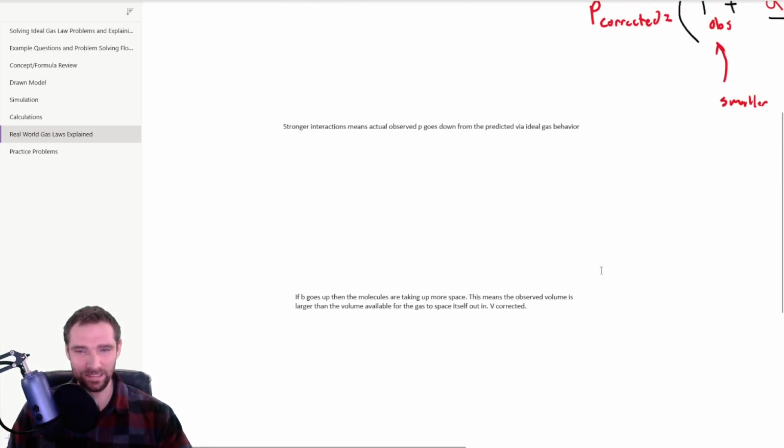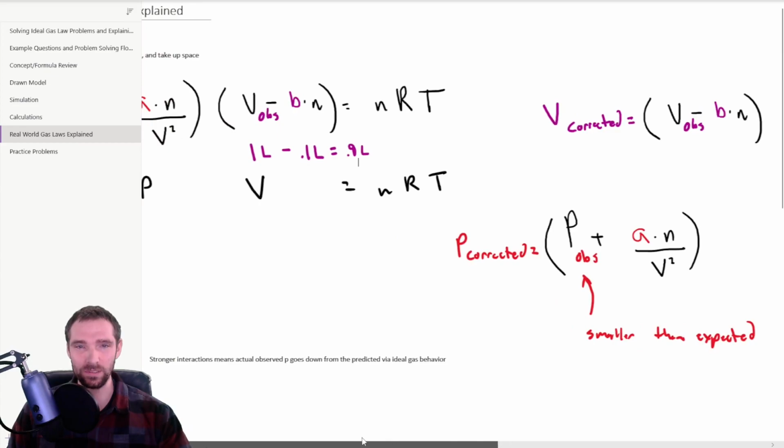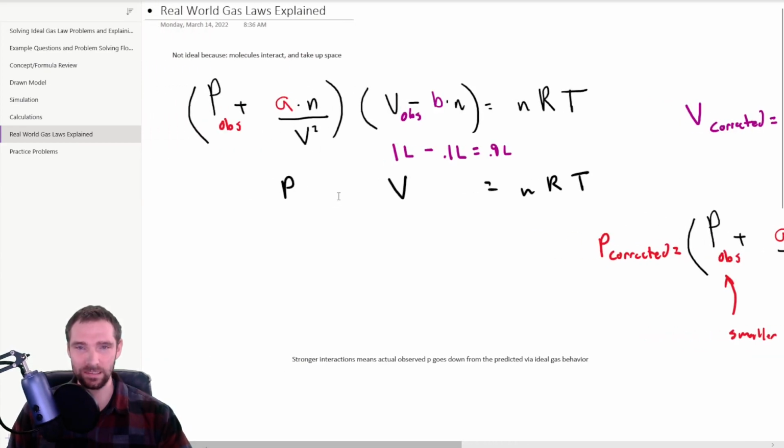That's the main idea, that you've got these corrected values that relate more to what you would expect with the ideal gas laws. You've got your P corrected and V corrected being related to the number of moles and temperature, with the pressure you're going to experience, observed, and the actual volume that's available to them, what's observed on that container.